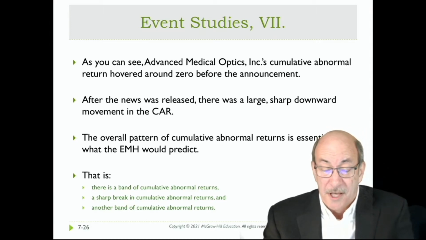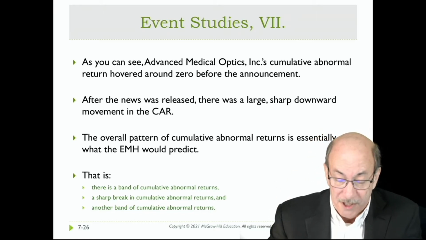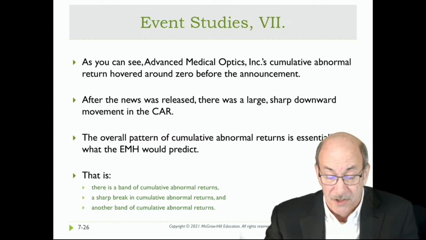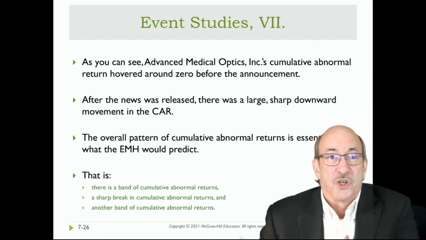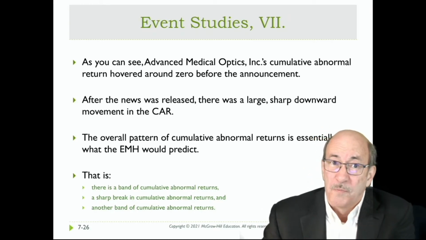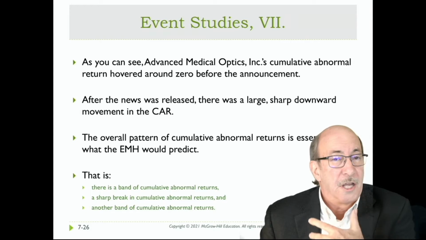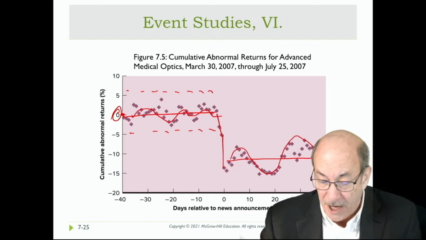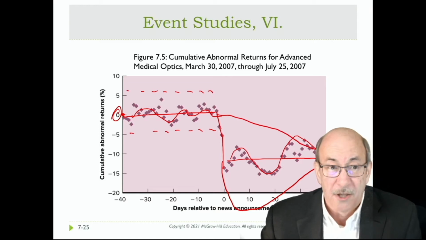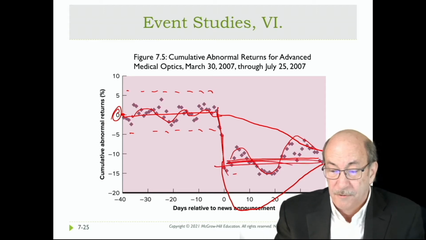So here we see that the cumulative abnormal return hovers around 0 before the announcement. Then there's a sharp downward decline, and then it stabilizes back again at 0. So overall, this is what we would expect out of an efficient response. And so this could be evidence that markets are efficient, that they react quickly to the new information. Notice there is not any obvious pattern of overreaction, which would be like this, or underreaction, which would be more like this. Looks like it pretty well goes straight down and then levels back out.